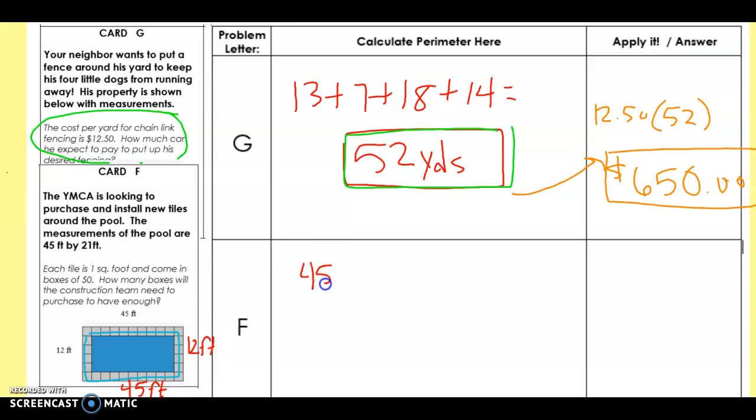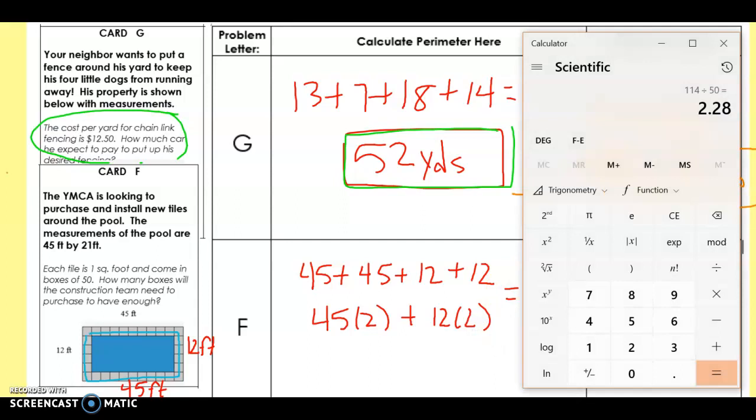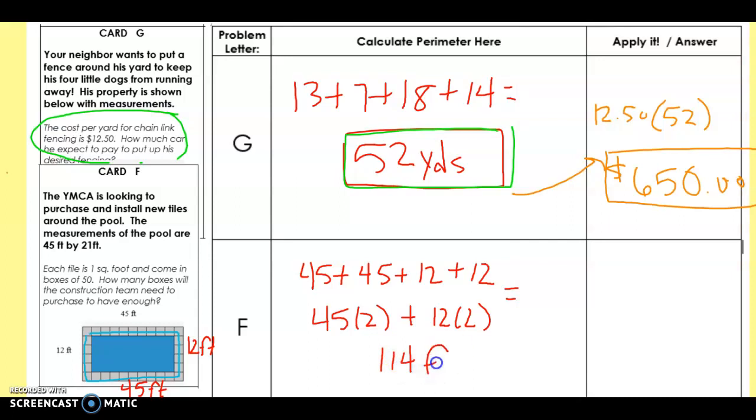So adding up those values, 45 and 45 plus 12 plus 12. And again, you guys could take the shortcut if you want. Repeated addition, again, is the same as multiplying. Either one of these ways you want to think about it absolutely would get you the same answer, guys. Okay, so we get a final answer. Perimeter is 114 feet around the pool.